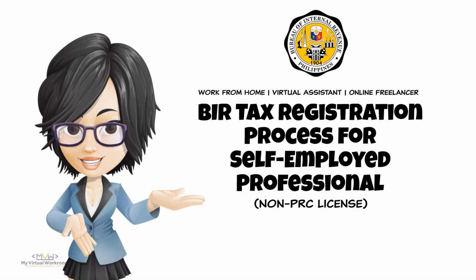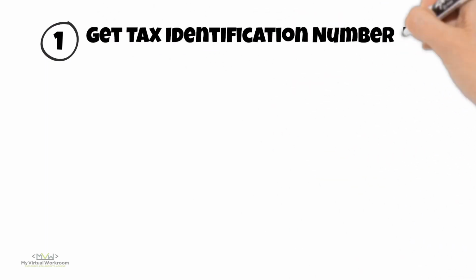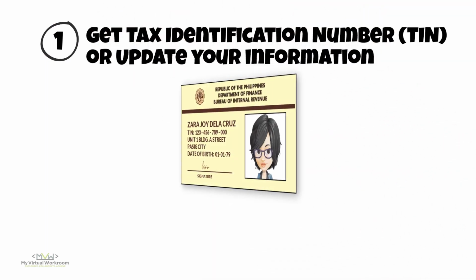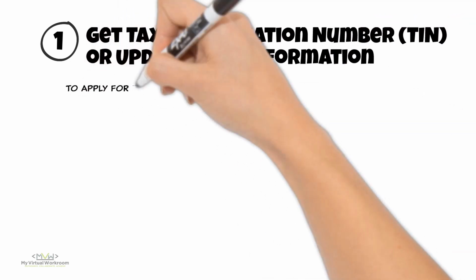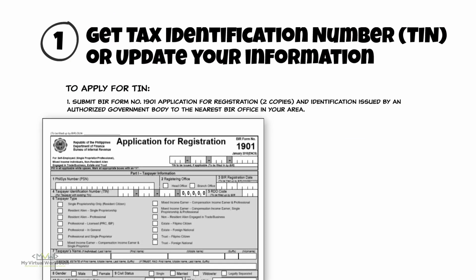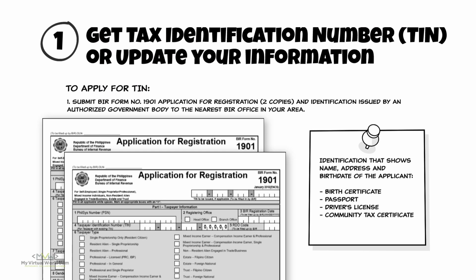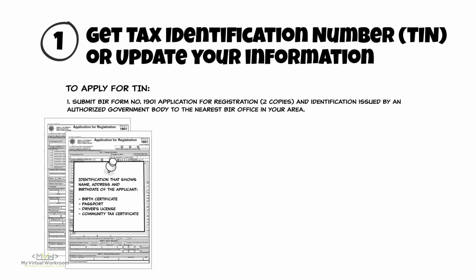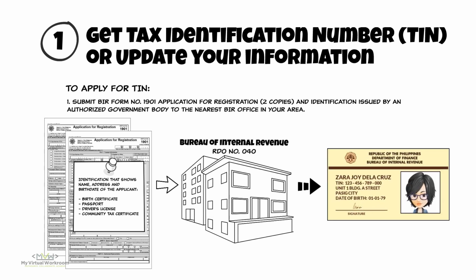So let's get started. The first thing you need to do is to get your tax identification number or TIN. If you already have one, then you just have to update your information. To apply for TIN, fill out BIR Form 1901 Application for Registration in duplicate. Bring any identification that shows your full name, address, and birth date. Then submit these requirements to the nearest BIR Revenue District Office or RDO in your area. If you filed your application early, you might be able to get your TIN card within the same day.